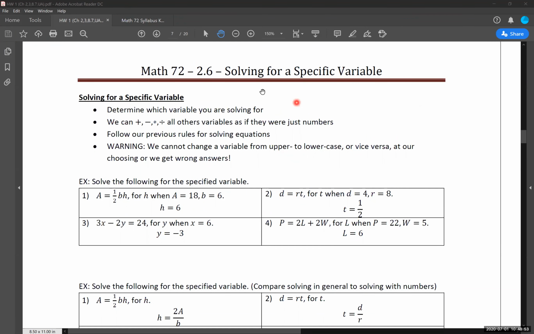So here we're going to be covering section 2.6, and this is going to be working with solving for a specific variable. Now, up till now, we've been working with problems where we have some variables written in for us, we have some numbers written in for us, and if we're told to solve for x or solve for y or something like that, it's the only variable that we have present in the problem at the very beginning of the problem or as we're going through and working on it.